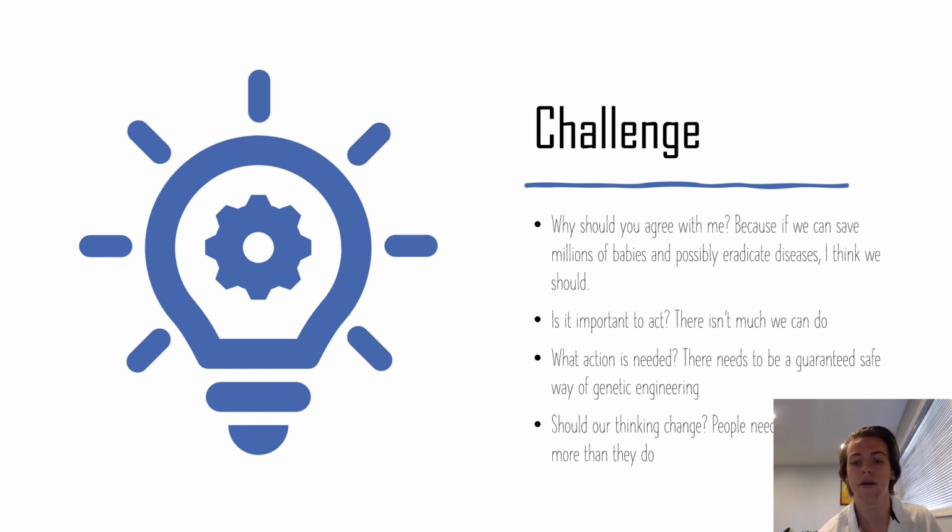And finally, what action is needed? I think in order for everybody to be on the same page, we need to have a guaranteed safe way of genetic engineering. Because CRISPR is not necessarily a guaranteed safe way. It's the most popular and most common way, but that's also banned in 40 countries because of the danger of it and the risk involved. So if there was a surefire way to pick and choose traits and get rid of illnesses, I say, hey, let's go for it. But until then, I don't think everyone's going to be on the same page.